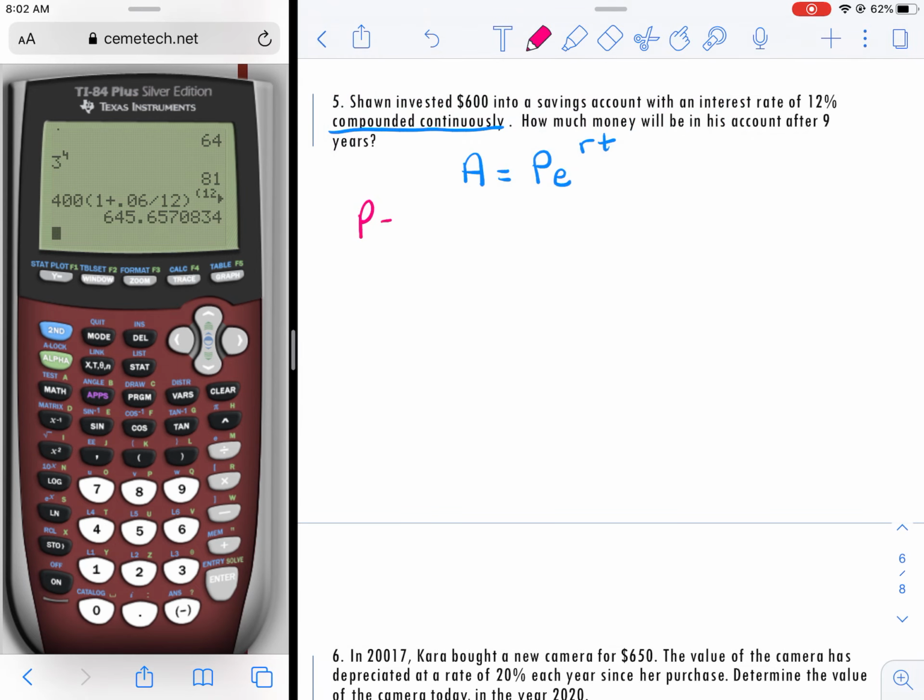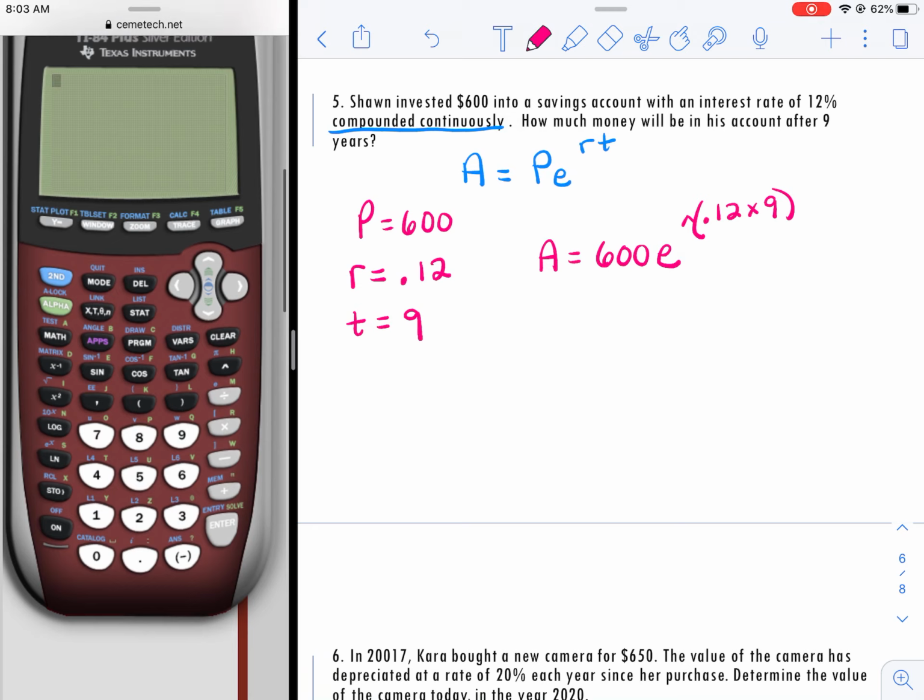P is the initial amount of the investment, so in this case $600. E is a number. It's a button on your calculator. It's not a variable. R is the rate, so in this case 12%, 0.12, and T is the time, so in this case 9 years. So I'm going to plug my numbers in, replace P with 600. You're going to write E, and then your exponent is 0.12 times 9. Again, some of you will have to put that in parentheses.